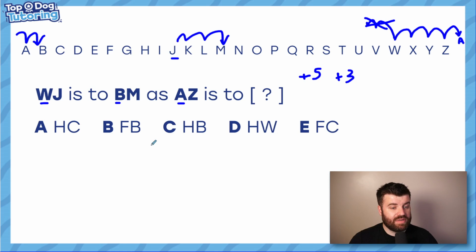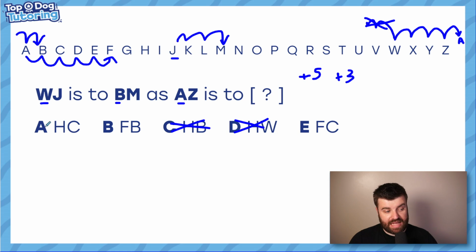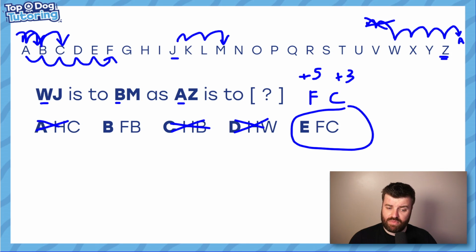Let's go to our code A. So A +5, 1, 2, 3, 4, 5 is F. Get rid of any that don't start with F. And then from Z to our answer is going to be +3. We're at Z, +3 again. We loop round. +1 gets us to A, +2 to B, +3 to C. The answer is F, C. We can circle it and move on.